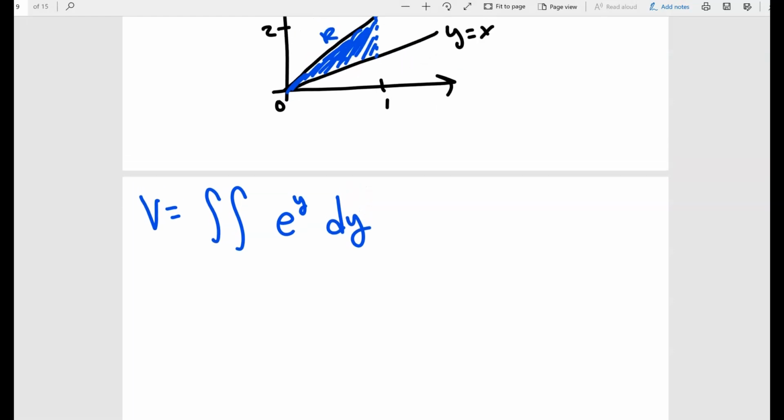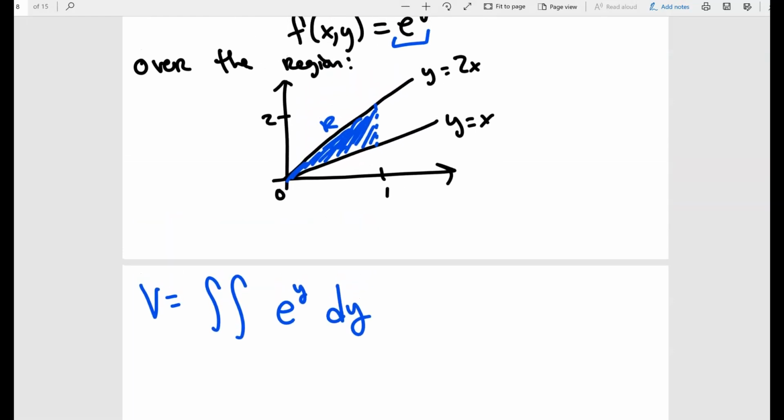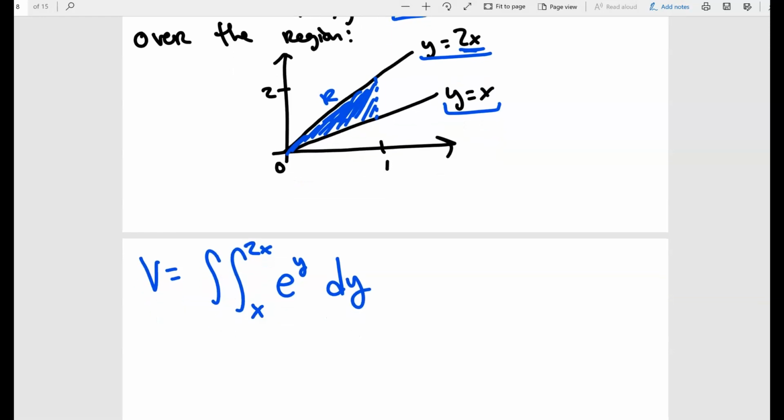Now dy: the limits of integration for y are going to be these functions. So my upper function in this case is this 2x, so I'm going to write 2x on the top. My lower function is going to be just x, so I'm going to have x on the bottom.